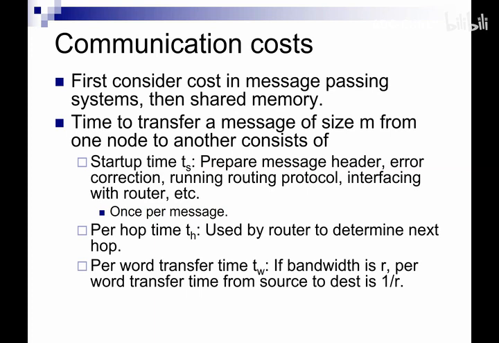And then also, it's going to take us time to transfer this message. We'll call this time t sub w. And this is related to the amount of bandwidth on the links that we're sending over. Basically, if the bandwidth is r, meaning that we can send r words per second, then the per word transfer time between the source and destination is going to be 1 divided by r.